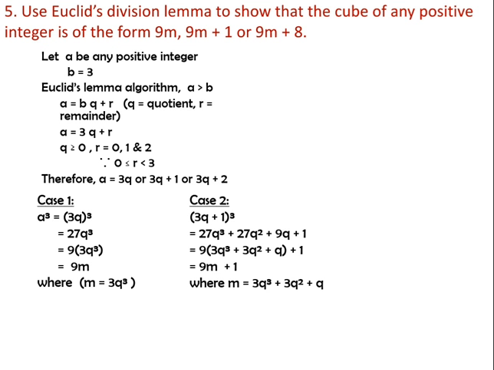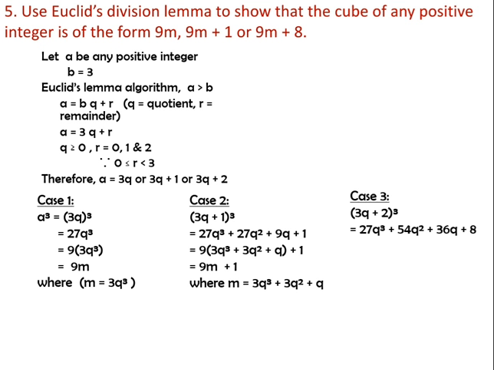Then case 3, 3q plus 2. For the last value, we substitute 3q plus 2 and find a cube. 3q plus 2 the whole cube. Same formula, a cube, 3q cube is 27q cube, plus 3a square b, 3 into a square, 3q square into 2, so 3 into 9 into 2, 54q square, plus 3ab square, 3 into 3q into 2 square. 3 3s are 9, 9 4s are 36q, plus b cube, 2 cube, that is 8.